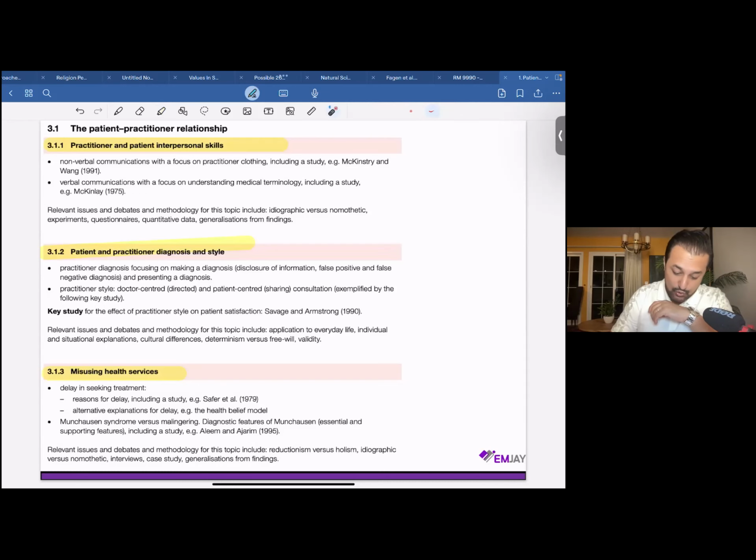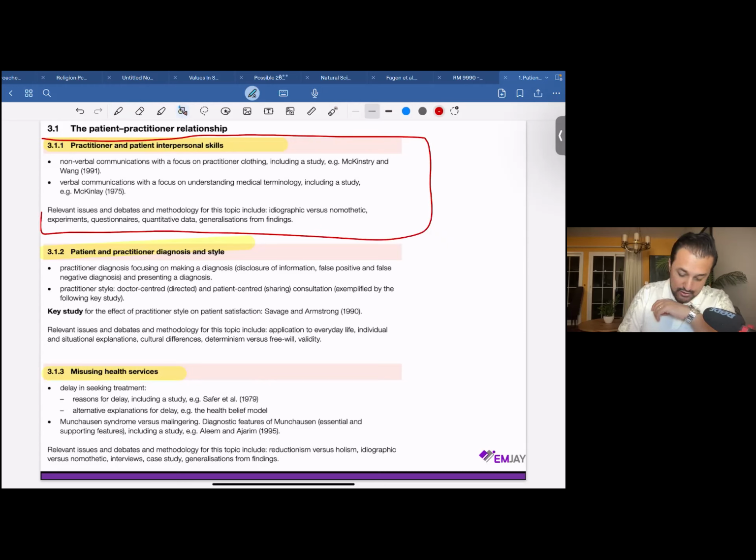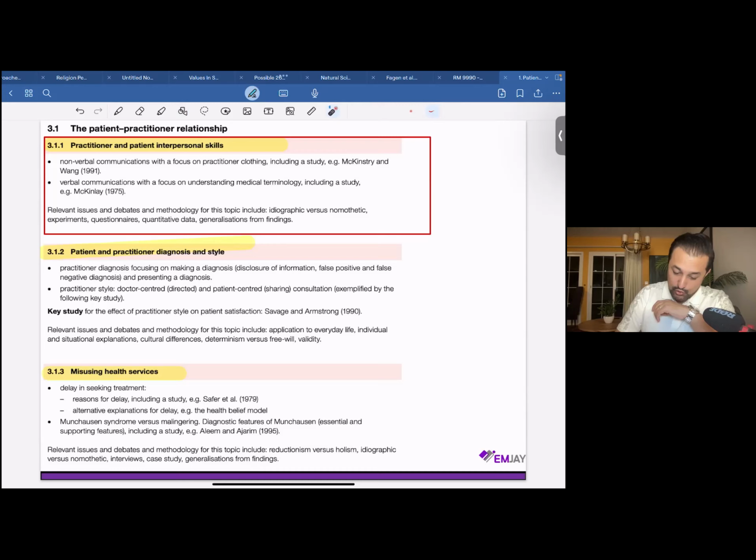Now, this is what we'd be covering today. Patient and practitioner interpersonal skills. You all should know that for every component or every chapter, there's just one key study, right? And along with that key study, we have several other example studies as the examiner refers to it. So I'll just highlight this with the color yellow. So we have these two example studies that we need to cover today.